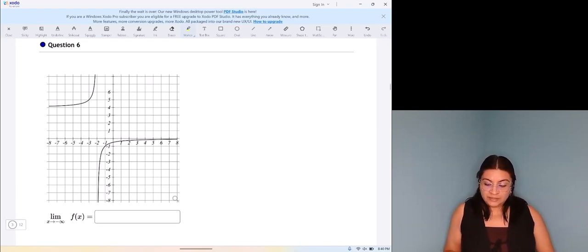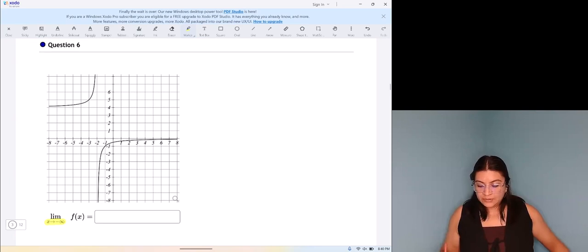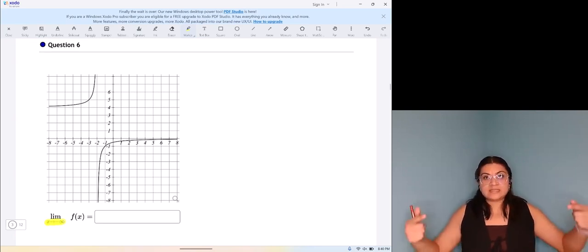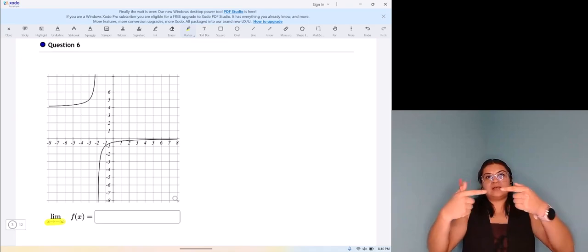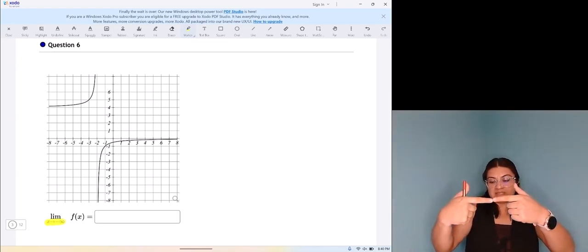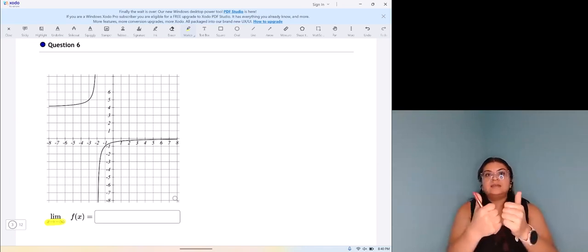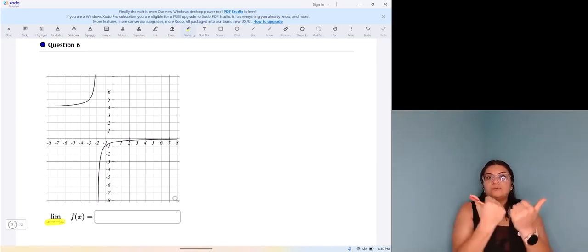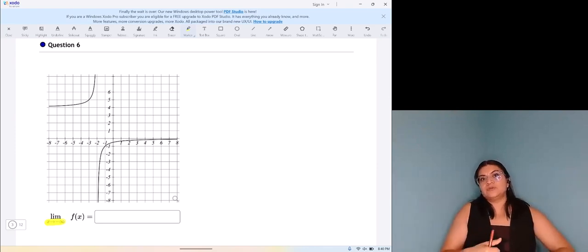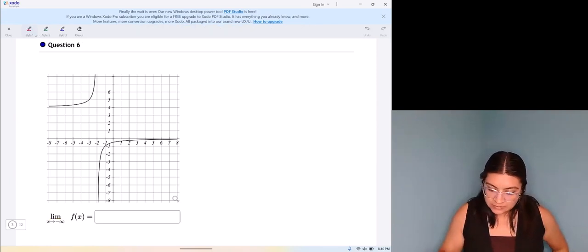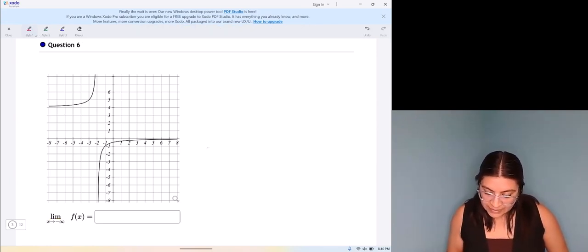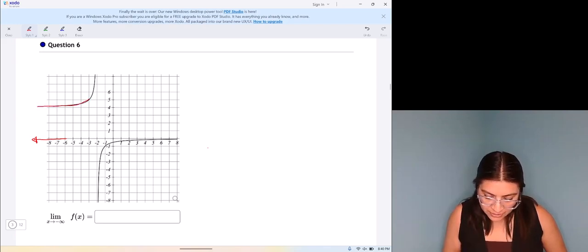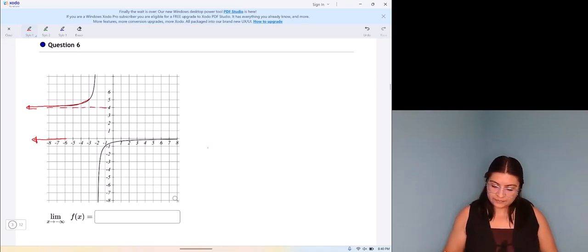Question number 6 is a little bit different because so far we have found limits as we approach a single x value. As we go closer and closer to that specific x value, this one is asking what is happening to the graph as we go this way. So in this case, as we go to negative infinity, what is the graph doing? The graph is approaching this value, which is 4.